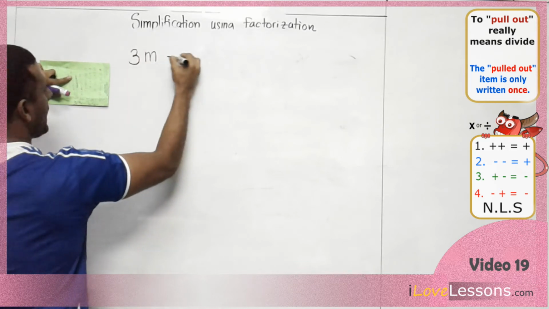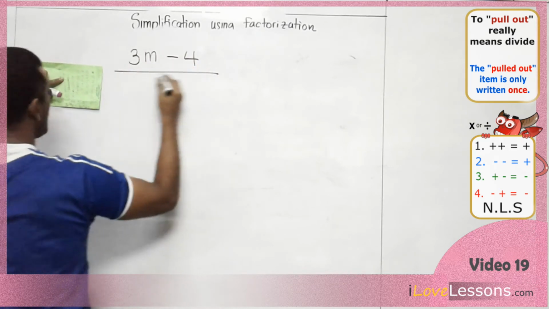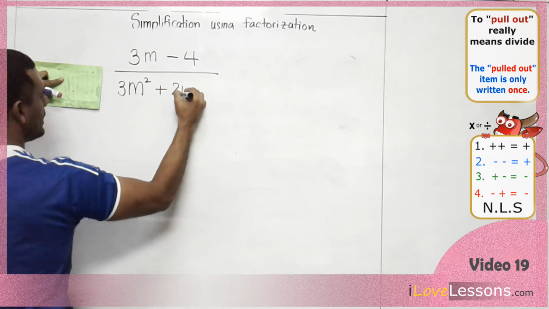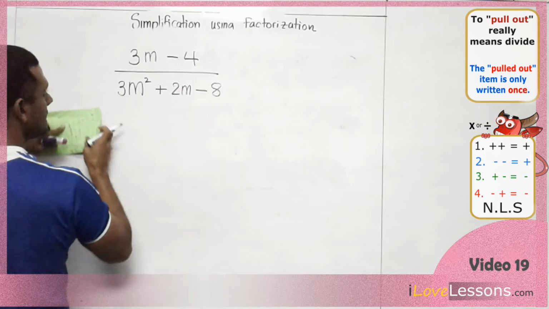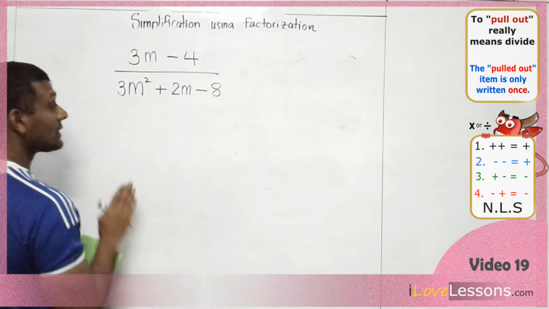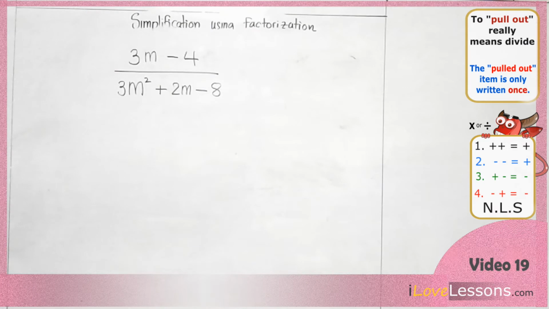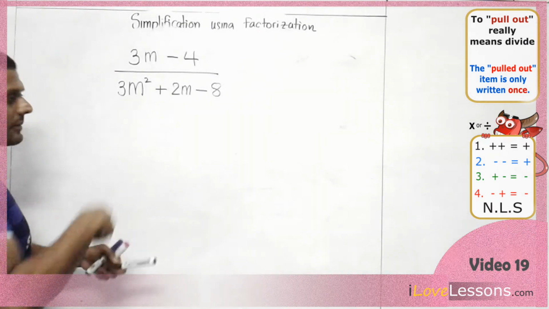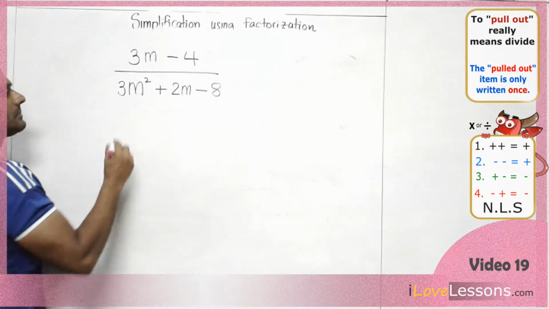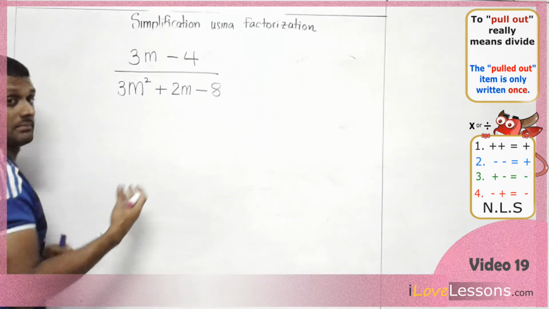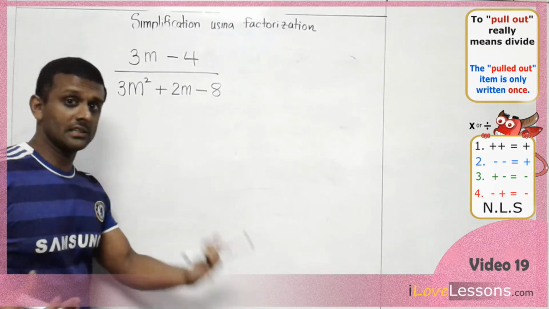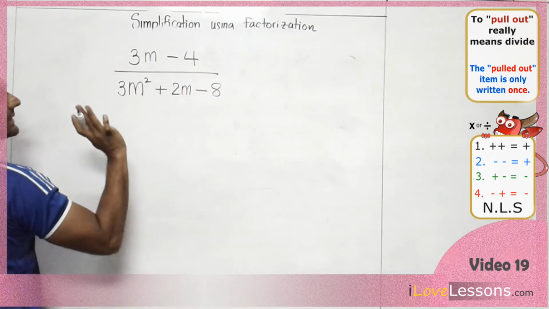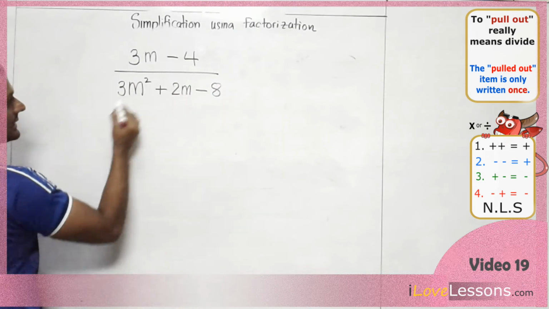3m minus 4 divided by 3m squared plus 2m minus 8. You notice on top it's not a quadratic, but underneath there is a quadratic. I think from the last video, how to solve a quadratic should still be fresh in your head, but I'll run through the basics just in case. There's nothing much we can do with the top, so let's just focus on the underneath.